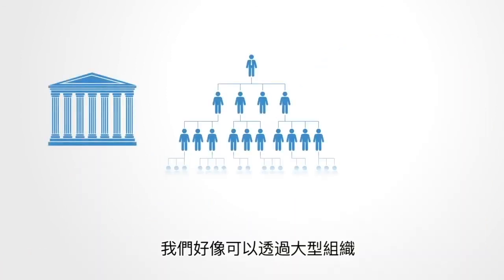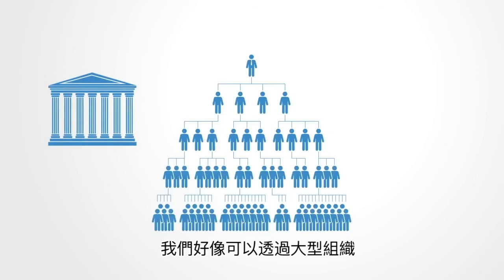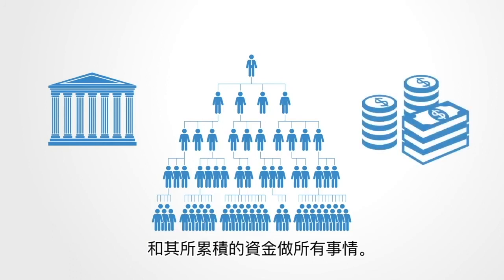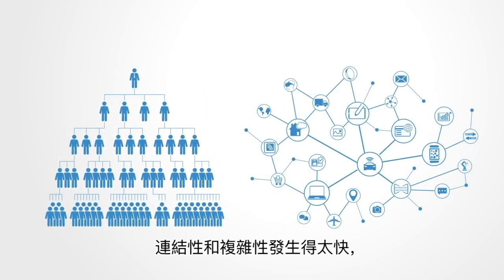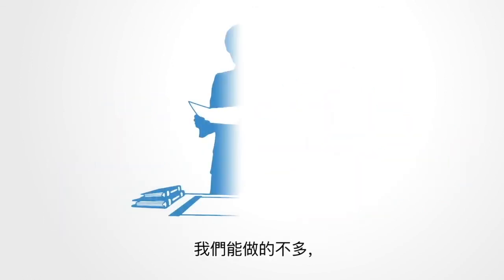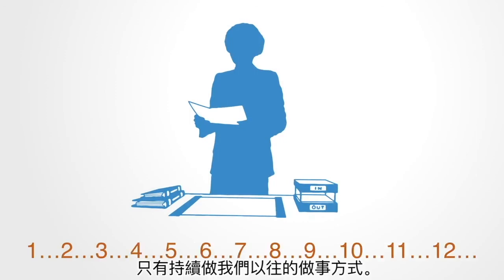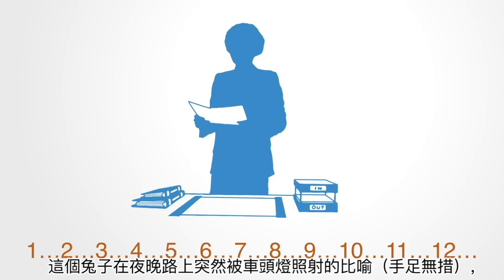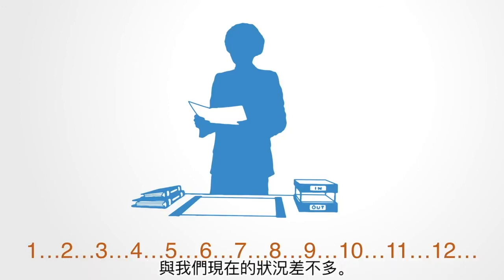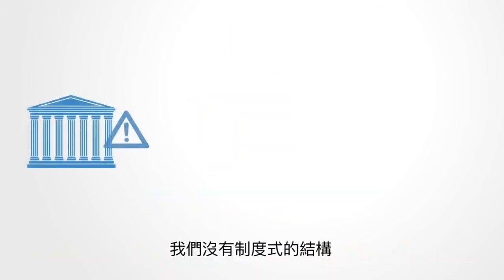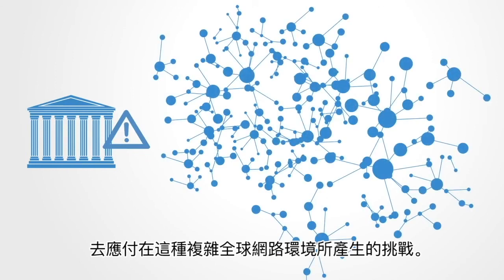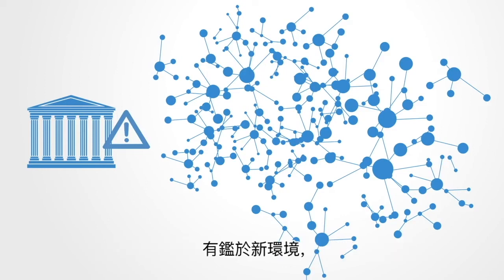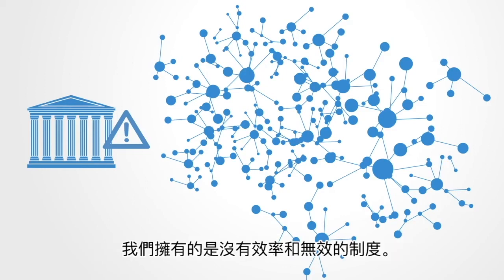At first glance, it may appear like we are able to do all sorts of things with our large organizations and all this capital we have now accumulated. But the reality is that the connectivity and complexity have happened so fast, and our institutional paradigm is so not designed for it, that we are actually able to do quite little except for perpetuating what we did in the past. The analogy of a rabbit being caught in the headlights is not too far removed from where we find ourselves today. We quite simply do not have the institutional structures to operate in this kind of complex, networked global environment with the kind of challenges it creates. What we do have is hugely inefficient and thus ineffective given the new context.